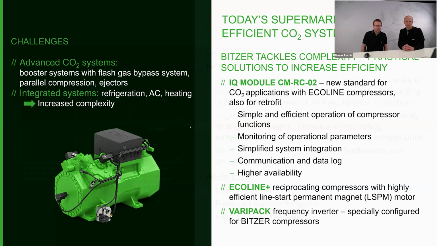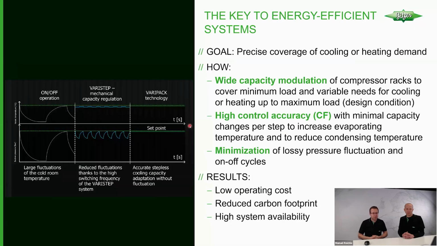Yeah, and then what we want to achieve is, when we speak about the capacity regulation, on the left side we see the mechanical capacity regulation versus the on-off operation, for example. So in on-off, we always start the compressor, it goes down, and when it reaches a certain set point, we stop it and then we restart it. So on average, the suction pressure is lower than if we can control the capacity. So a wide capacity modulation is always good to cover the minimum loads.